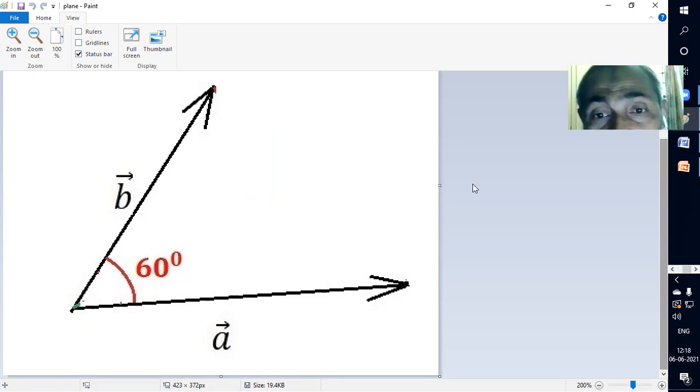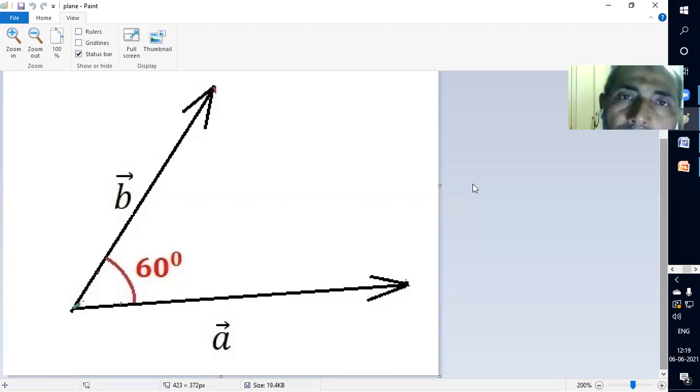For example, here the vector A and vector B, the tails of these two vectors are coincident and there is some angle between them. For example, here the angle 60 degrees is shown. And the angle is always measured in the anti-clockwise direction. That means you have to start the measurement of the angle from A and you have to go towards B. In this direction, if you follow, the angle will increase in the anti-clockwise direction.